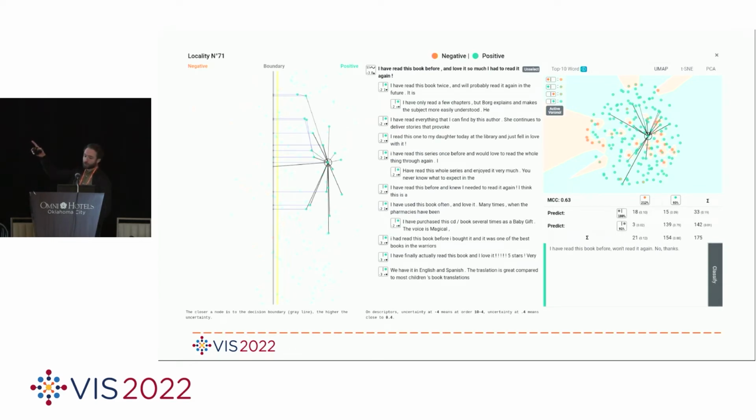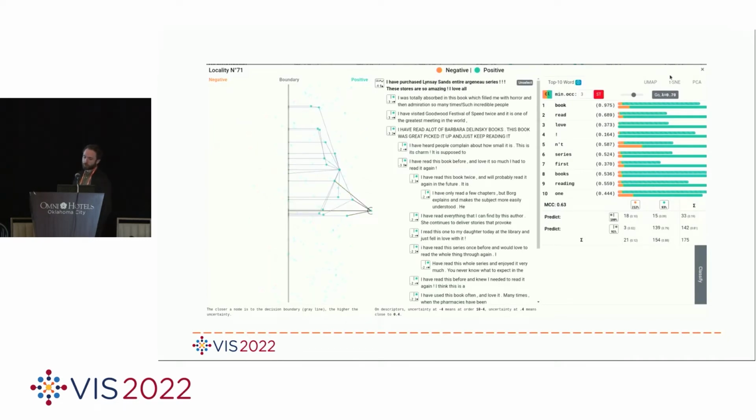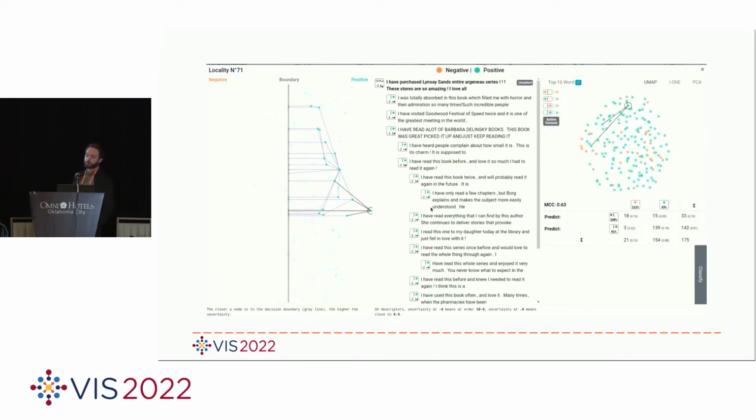The position of the yellow line in the boundary subview shows the position from the decision boundary. For this text, for example, it means that the prediction has a very high uncertainty because the yellow line is right next to the gray line, the line of the decision boundary. There are many interactions in EBText, allowing users to find a lot of information about the rule learned by the neural network in the selected locality.